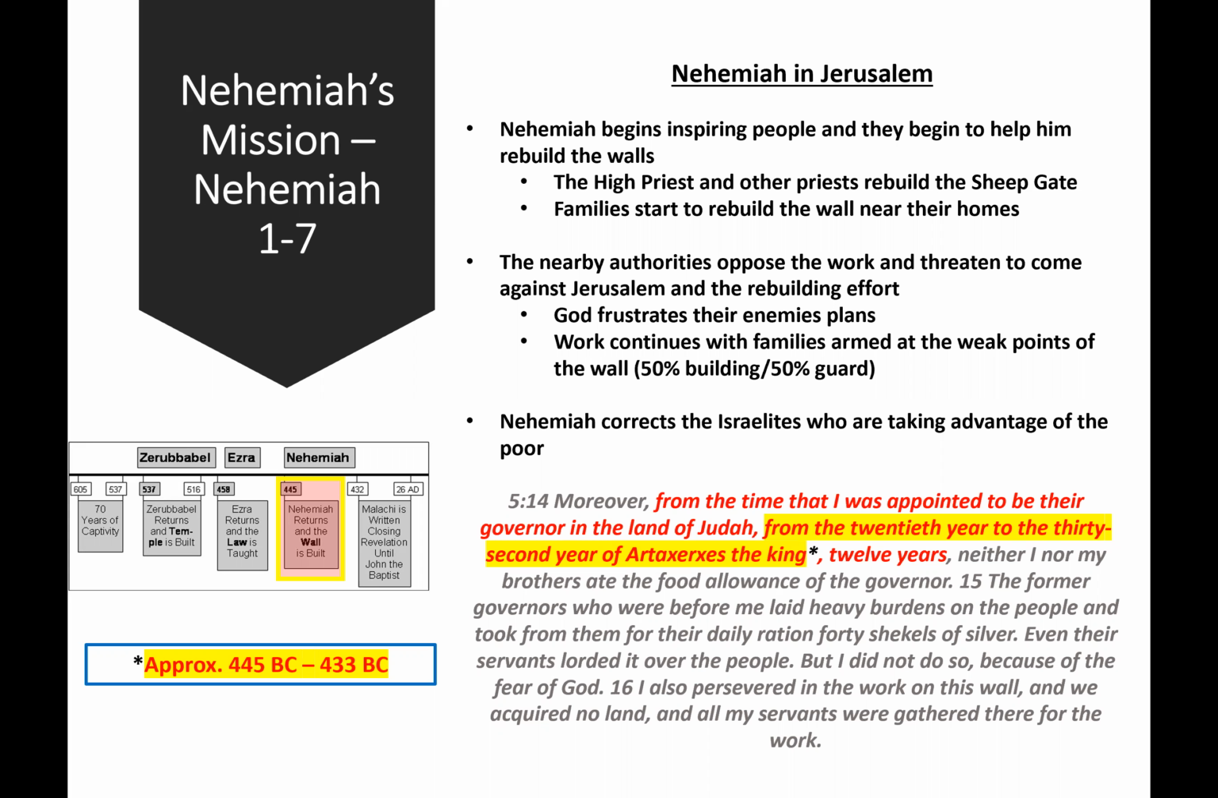So remember, Zerubbabel is the first governor when the Jews returned to Jerusalem back in 537. But it's clear from what Nehemiah says here that in between that time the governors had become ruthless. They started taking advantage of the people and really laying their leverage on them so that they could build up wealth for themselves instead of taking care of God's people.